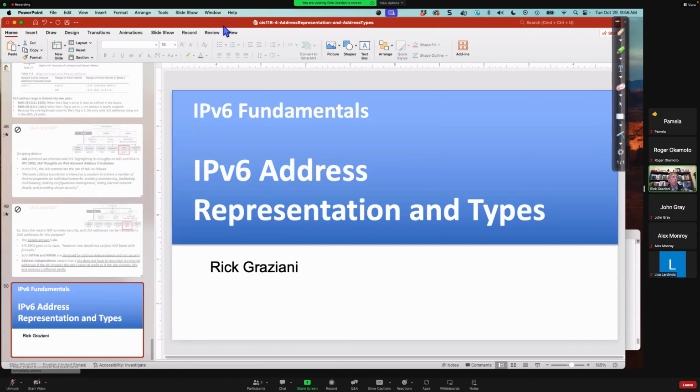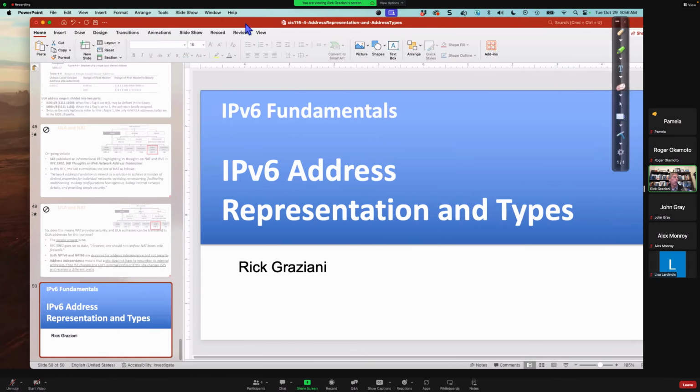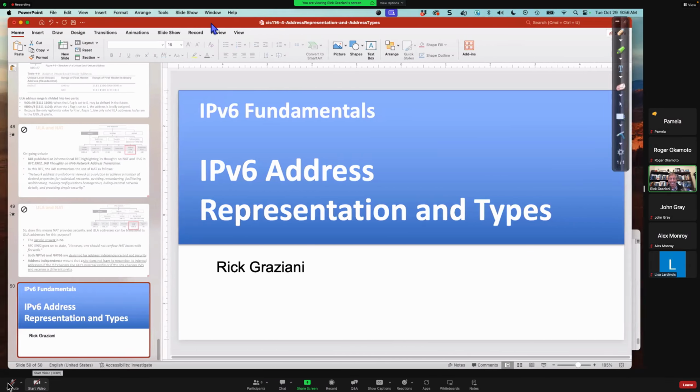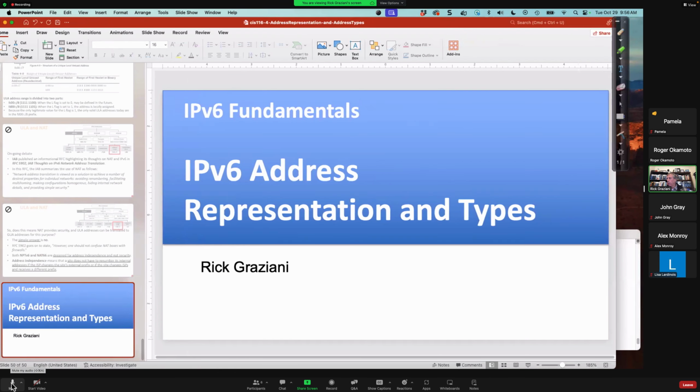Tell you what we're going to do on Thursday, bright and early. We are going to talk about the global unicast address specifically. So we're going to talk about subnetting. We'll talk about how you get a global unicast address, statically and dynamically.